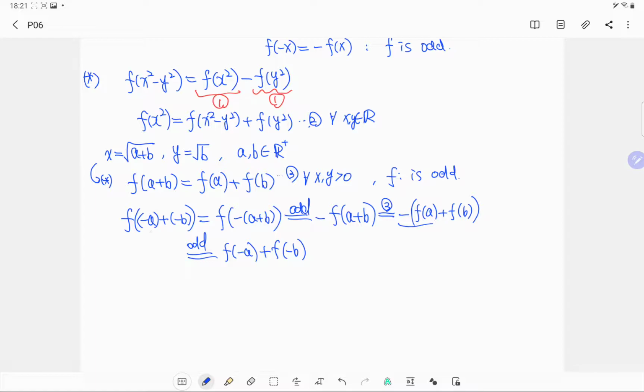Which means that for negative real numbers, for this case we only made use of equation 3 for positive real numbers. But here we show that equation 3 is also good for negative real numbers. So that's f of a plus b equals f of a plus f of b, which holds for all a, b real numbers.